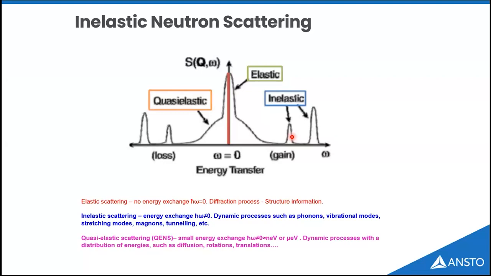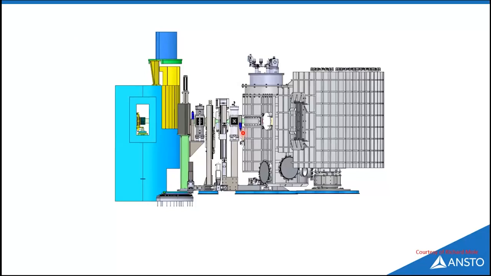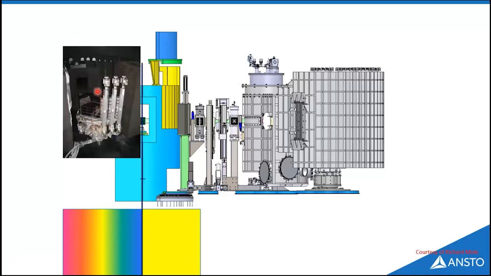So this is the Pelican. I will show you how we do experiments. And it is a real picture of Pelican for those of you who haven't used it before. So this is the wide neutron beam, having a wide energy range from the cold neutron source in the reactor. And through a well-designed monochromator, we select a defined energy.